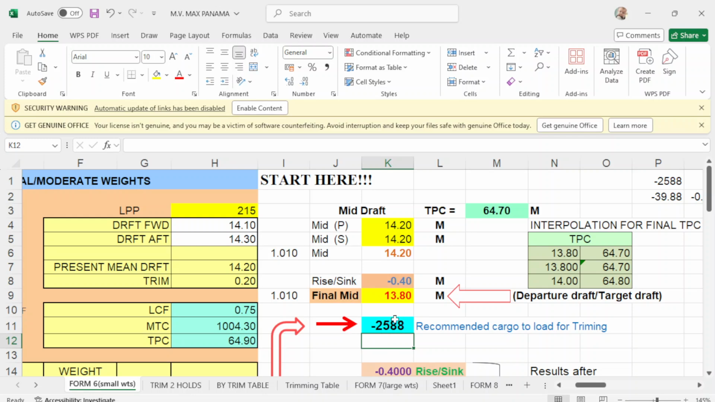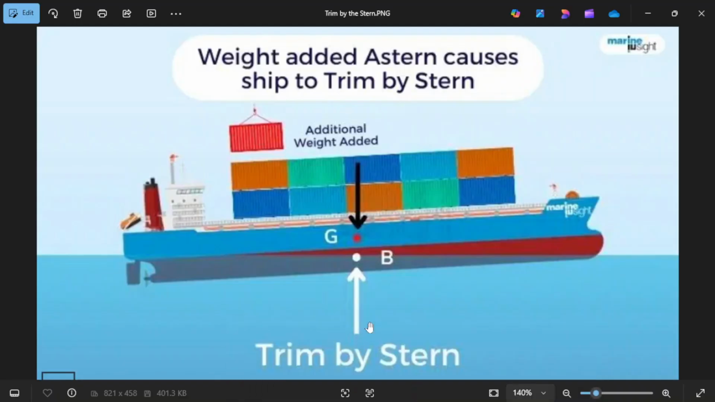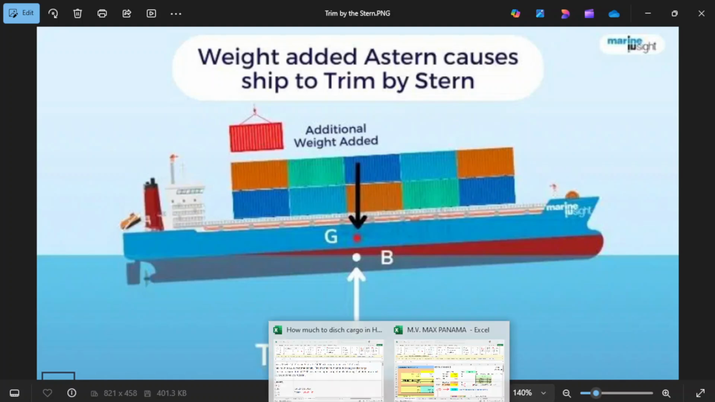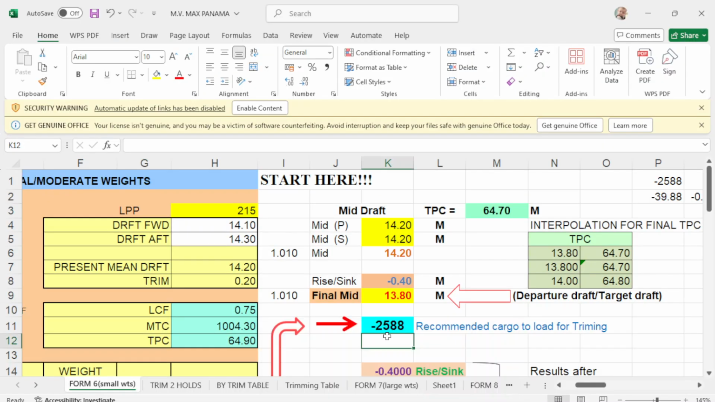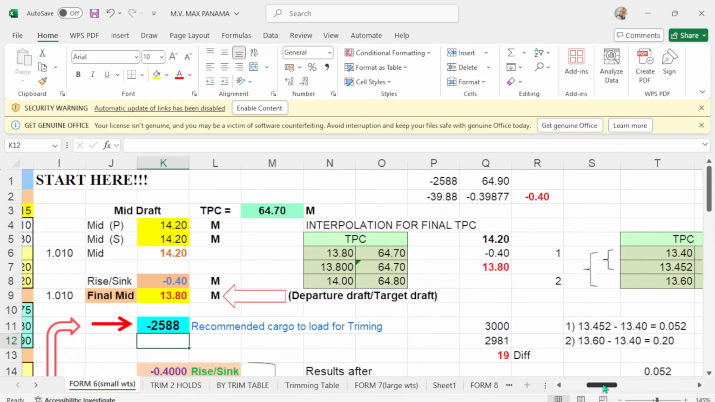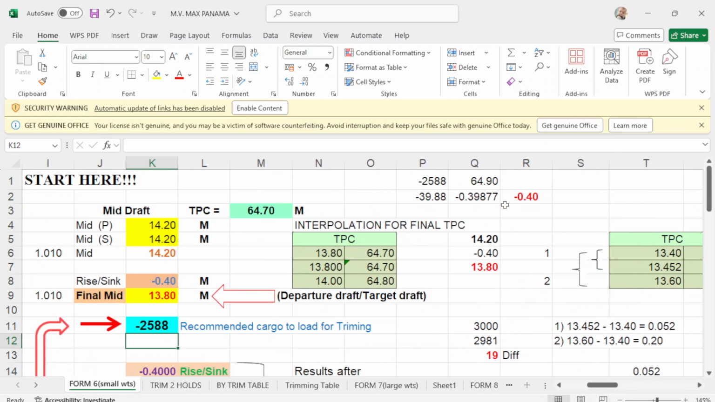This is the total amount of cargo that you are going to discharge. You have to discharge from hold number 6 and hold number 3. So the total volume of cargo to discharge will be 2,588. Okay. Now you already have your total amount of cargo to be discharged, but I still want you to show how I get this 40 centimeters negative with this amount only.